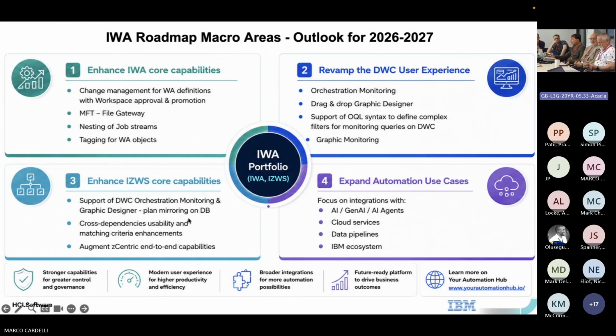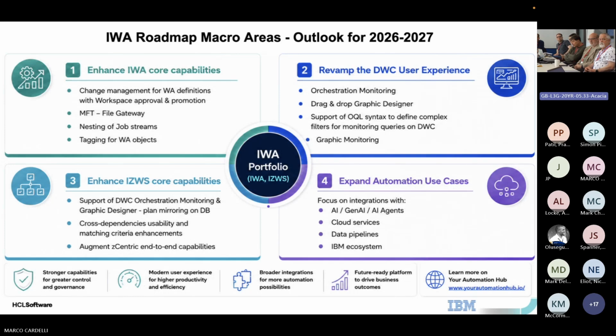More on Z, we are going to enhance the APIs that we have defined for the mirroring. We are implementing REST version 2 APIs for Z, so that has allowed us, when you configure the mirroring, to use the orchestration monitor and the OQ queries even for mainframe workloads. Now we want to do more. We want to support the graphic designer for Z as well. We are still working a little bit to complete the enhancements on the cross dependencies for usability.